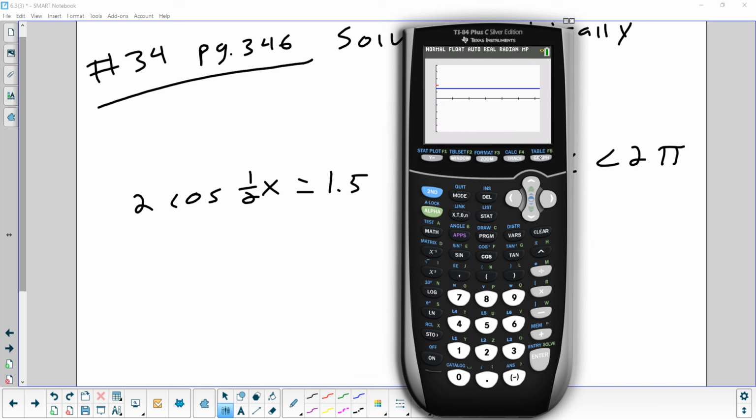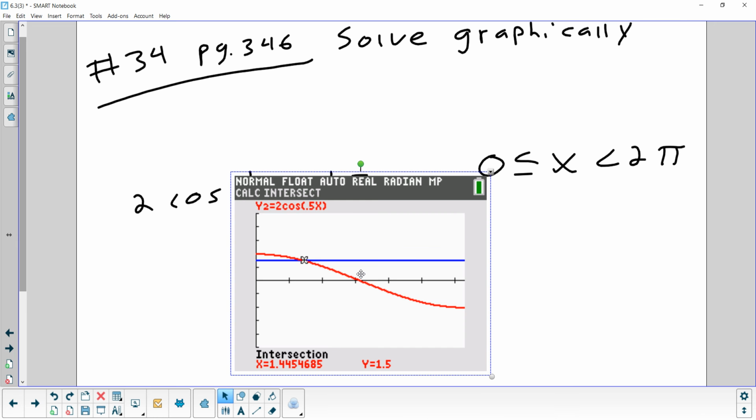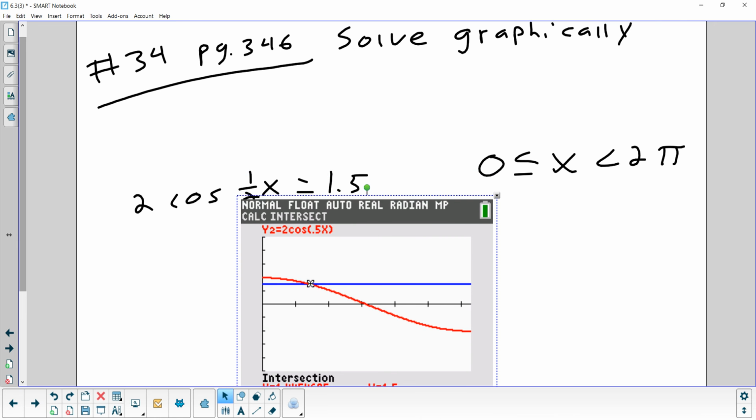Remember, we've done a stretch this time. So the cosine wave is going to be stretched way out. Probably not going to hit it twice in that area. It's only hitting it once. So I'm going to do second calc intersect. This time there's only one intersect. You can just hit enter 3 times and it'll find it. There you go. 1.445.